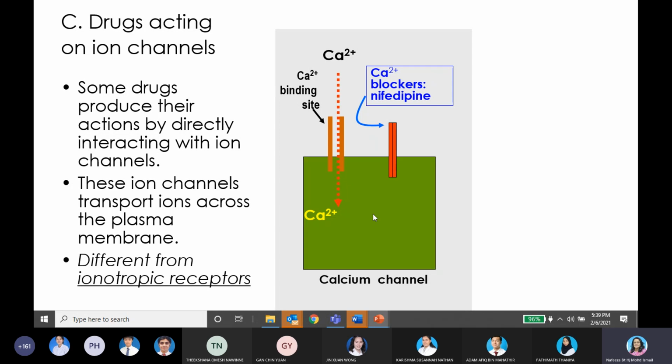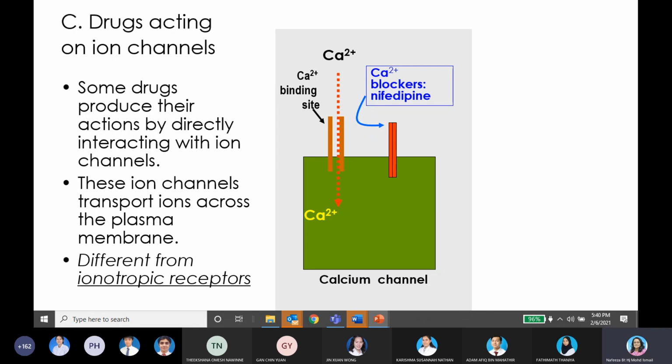And why don't we want calcium to come in? Can anybody think? What does calcium do? For muscle contraction? Exactly. So what happens when calcium cannot come in? Muscle relaxes. Exactly. So you can relax the muscle. In this case, we're talking about the smooth muscle. Nifedipine is a prototype of calcium channel blockers. When we use nifedipine, calcium cannot come into the vascular tissue, and there will be vasodilation or relaxation of the smooth muscles of the vessel system.